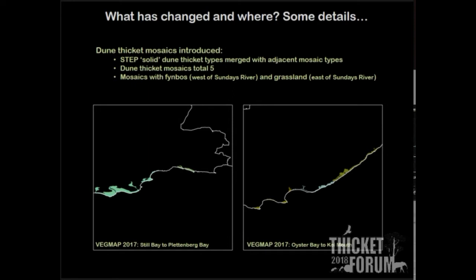And in the west, so between the Sundays River and Still Bay area, these thickets typically form mosaics with fynbos vegetation on the dunes. And eastward of the Sundays River up to the Kei mouth, they form mosaics with grassland vegetation. So we now have a total of 5 thicket mosaic units associated with the dunes.